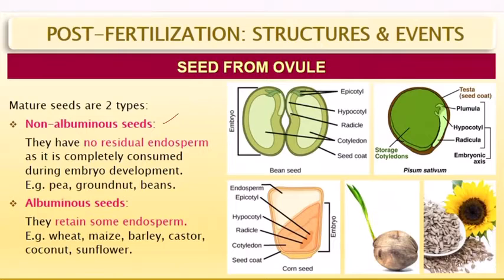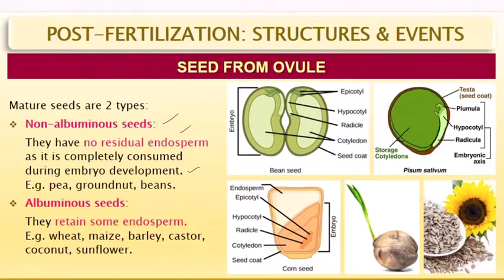And mature seeds are of two types on maturity: non-albuminous seeds and albuminous seeds. What are non-albuminous? As the name suggests, there is no residual endosperm, there is no albumin. Such seeds are non-albuminous seeds, as the endosperm is completely consumed during embryonic development. As the embryo develops, the developing embryo consumes the total endosperm that is available. So the seed will be left without any endosperm. Such seeds are called non-albuminous seeds.